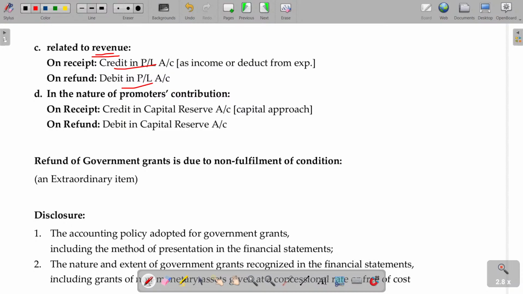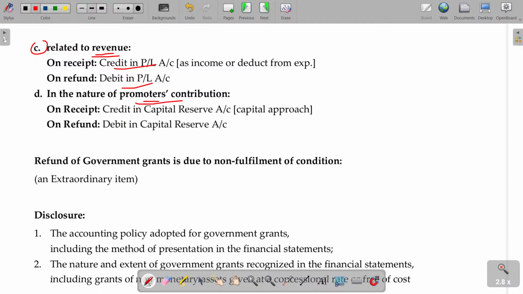So I am purchasing at 105, selling at 100, losing 5 rupees. Now I am getting the subsidy from the government. That subsidy can be credited in your P&L account simply. Clear? Sometimes later, if you refund, then it can be debited to the P&L account. That's all.